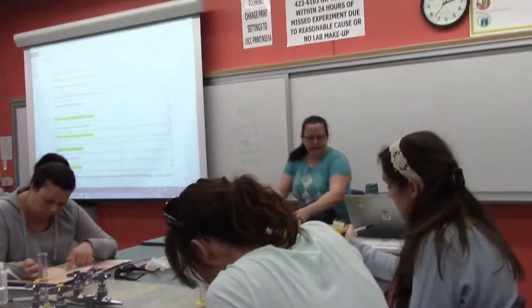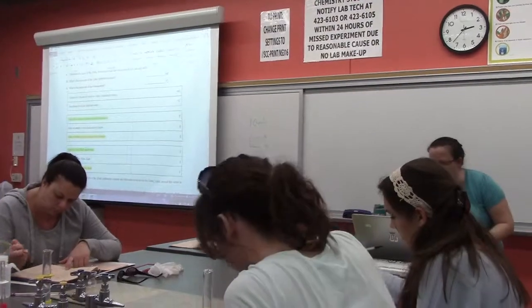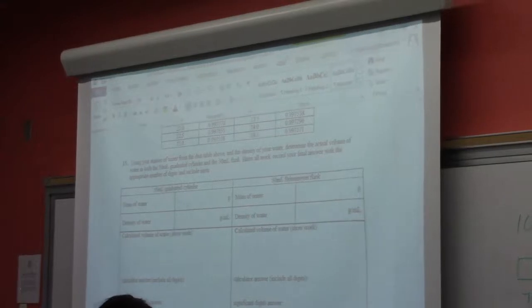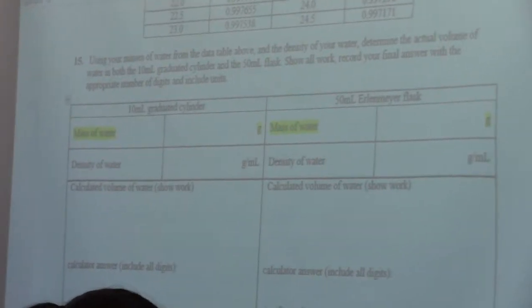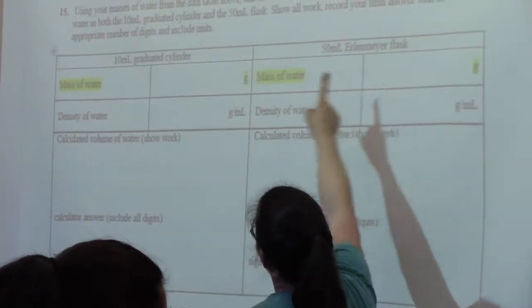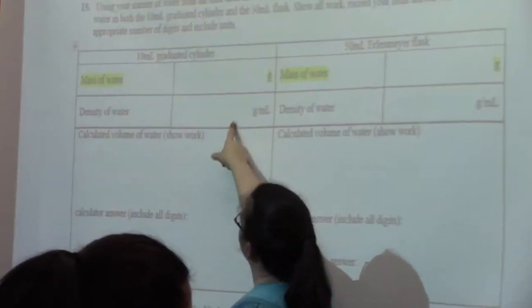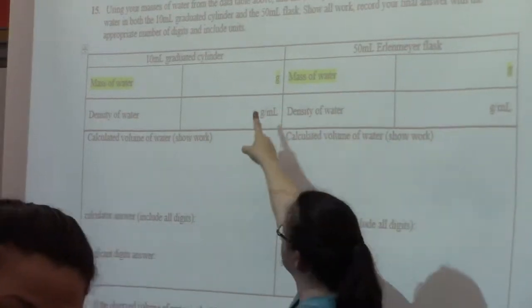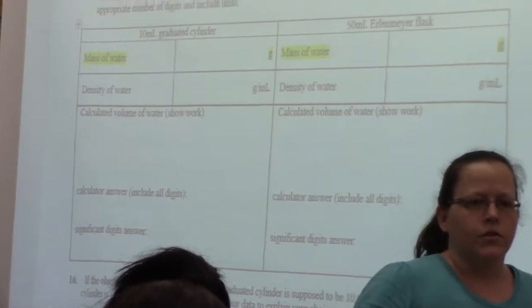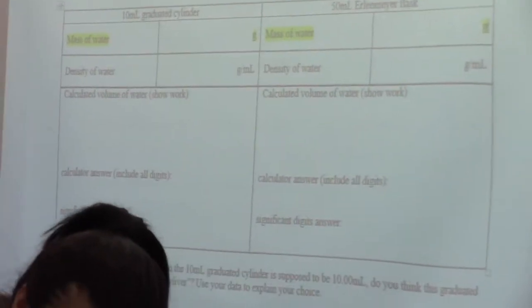Okay, so on your next data table, just have on that next page, we're going to transfer a little bit of information, okay? Where it says mass of water, you're going to put in your masses from the previous table. Mass of water in the graduated cylinder, mass of water in the flask, density of water off the table, whatever's closest to the temperature you measured, same density in both boxes. So take your two masses from the previous page, transfer them over.